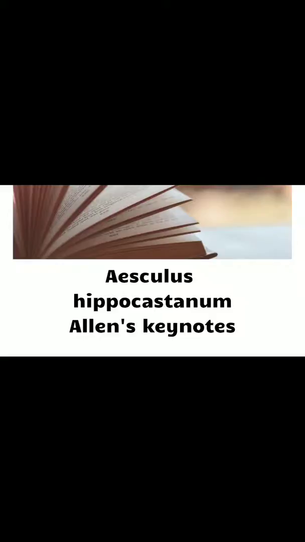In this podcast, we are going to listen about Aesculus hippocastanum from Allen's keynotes. So let's get started. It's commonly called horse chestnut, and it belongs to the family Sapindaceae, which is, I guess, a very rare family. I had never heard of it until I started referring to this remedy very recently.